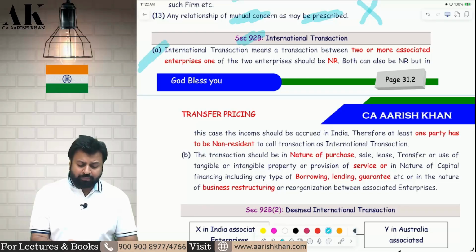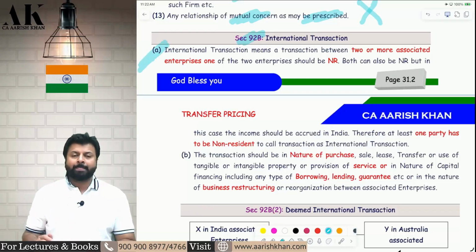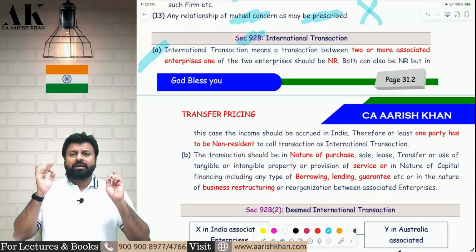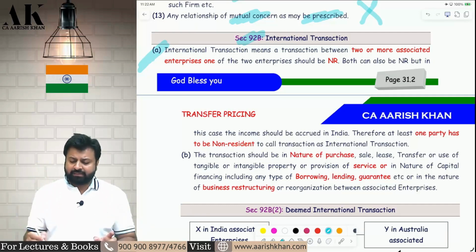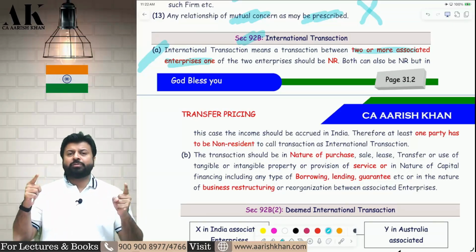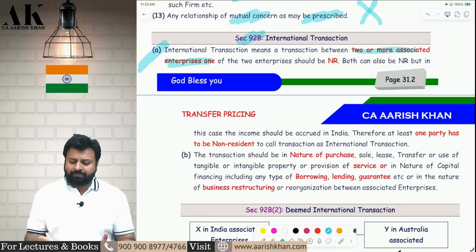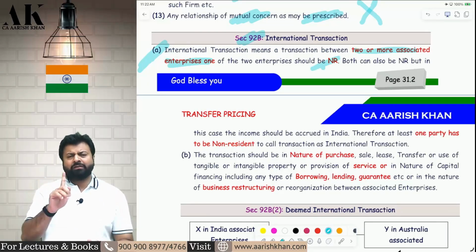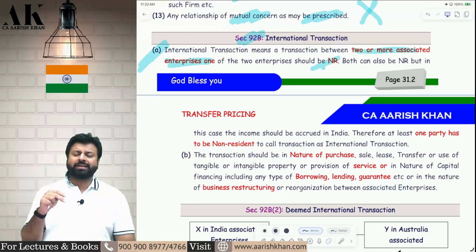First of all, let's talk about the basic meaning of international transaction. Sir, what do you mean by the term international transaction? It can be called an international transaction if it is entered between 2 or more associate enterprise. The transaction has to be entered between associate enterprise and one of the parties should be non-resident. Sir, can both be non-resident? Yes, both can also be non-resident. Then you have to prove that the transaction is taxable and accrued in India.